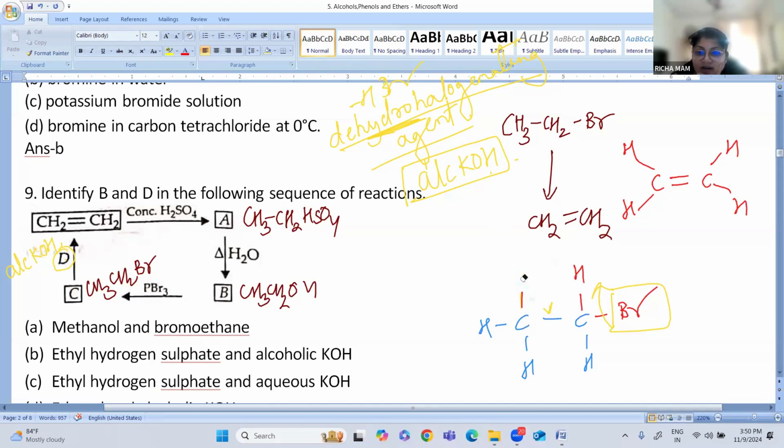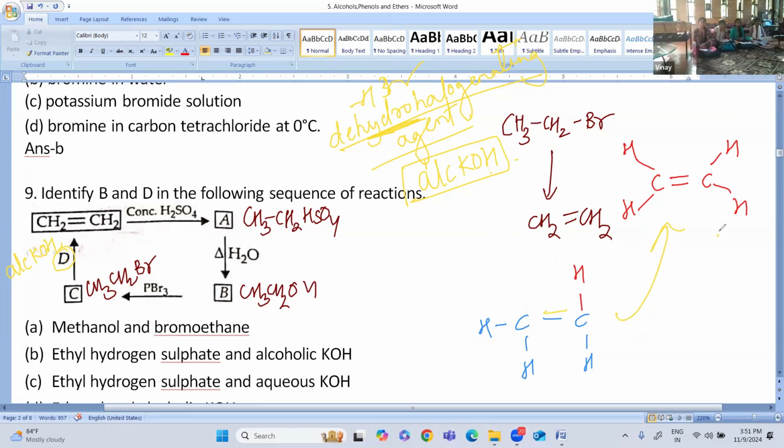So what is happening here? Just see here. This is forming and this is going out. So this will form a bond here and this will leave. This is the same, right? So this is the reaction. Okay, so which is our answer?